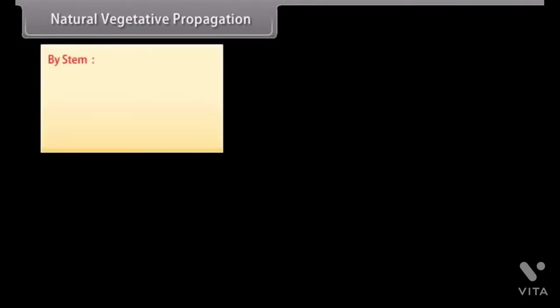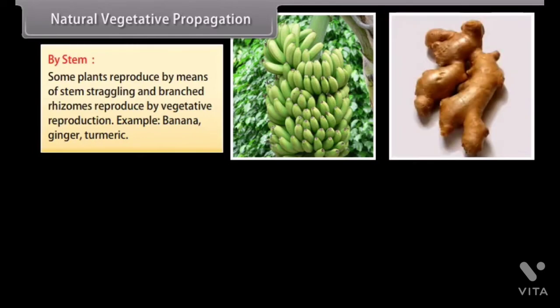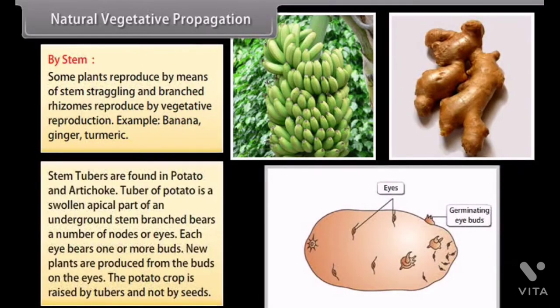By stem. Some plants reproduce by means of stem, and straggling and branched rhizomes reproduce by vegetative reproduction. Example, banana, ginger, turmeric. Stem tubers are found in potato and artichoke. The tuber of potato is a swollen apical part of an underground stem branch, and bears a number of nodes or eyes. Each eye bears one or more buds. New plants are produced from the buds on the eyes. The potato crop is raised by tubers and not by seeds.